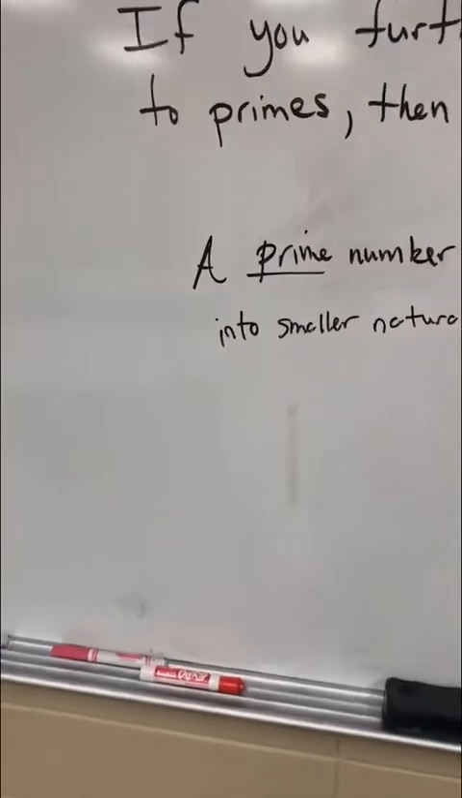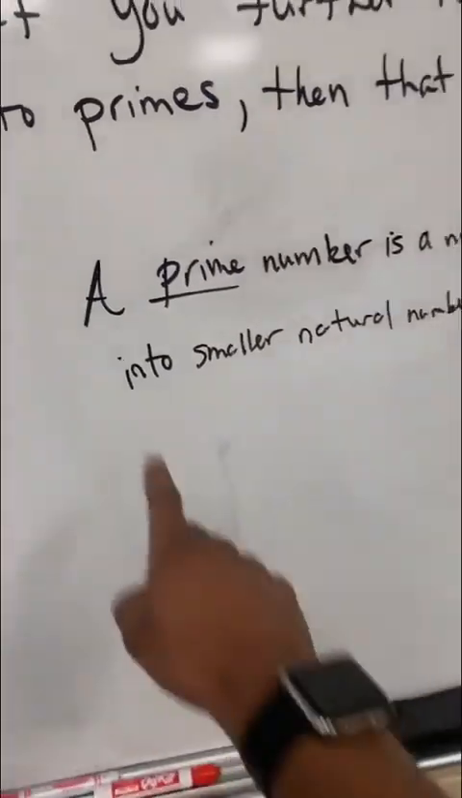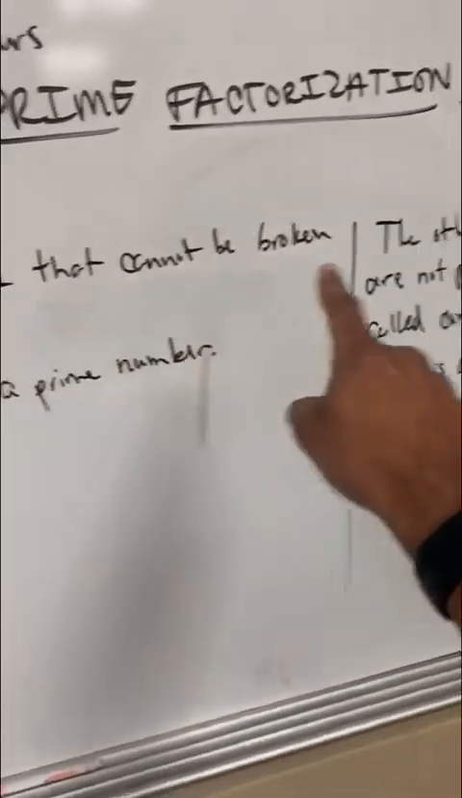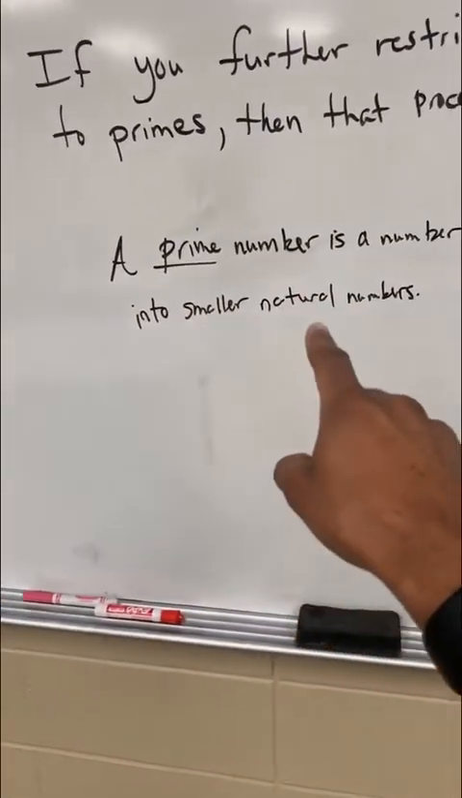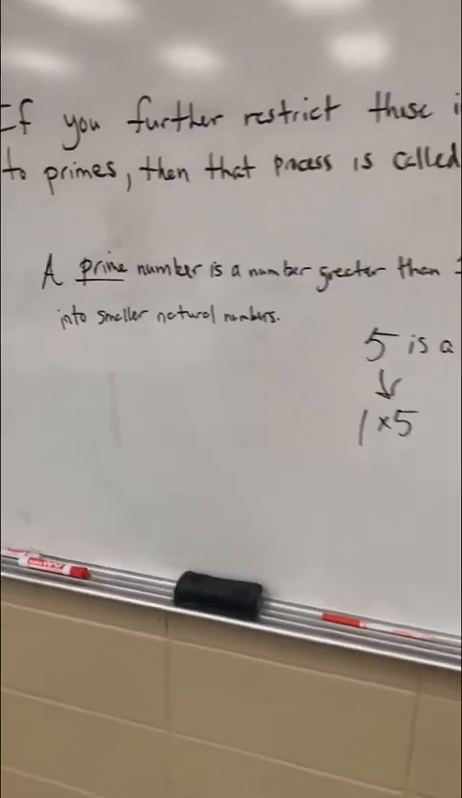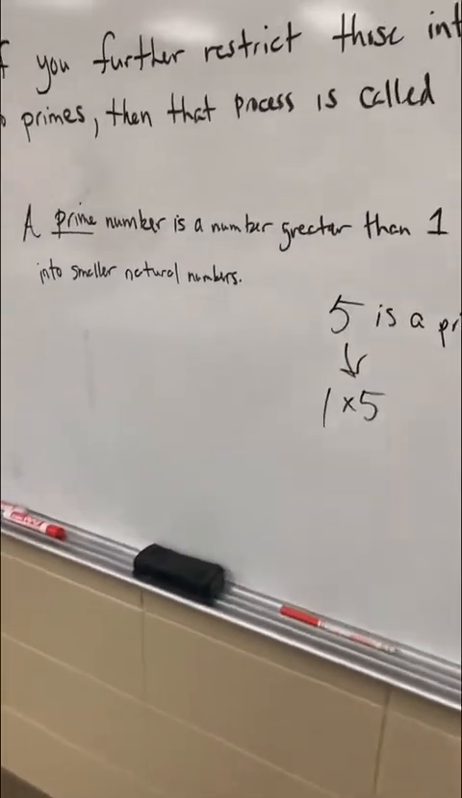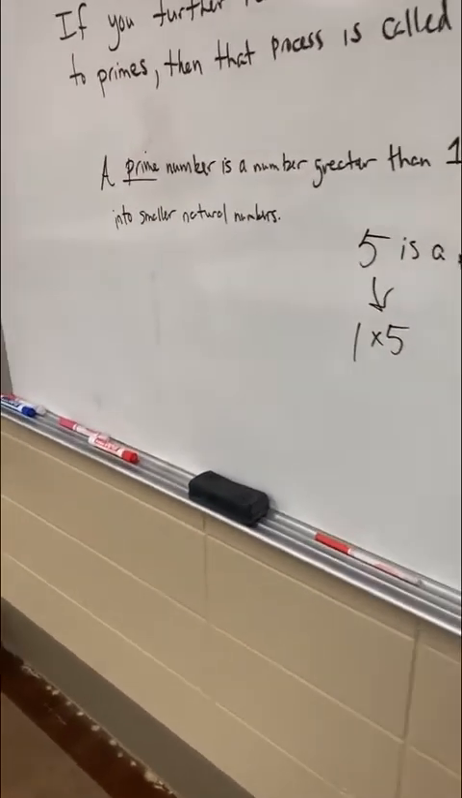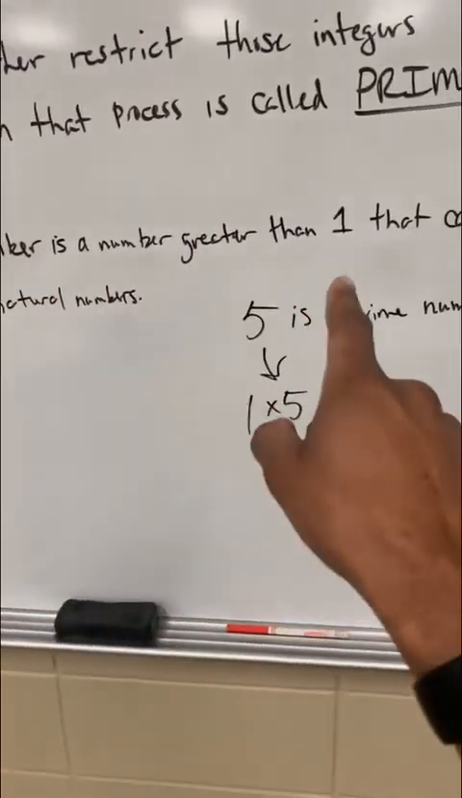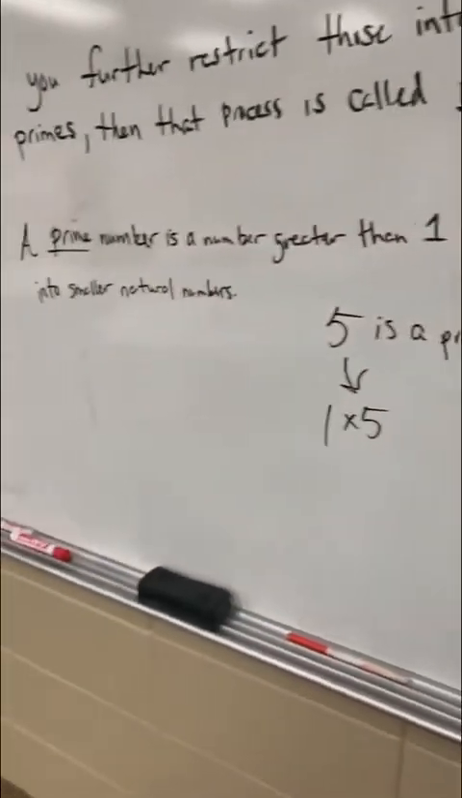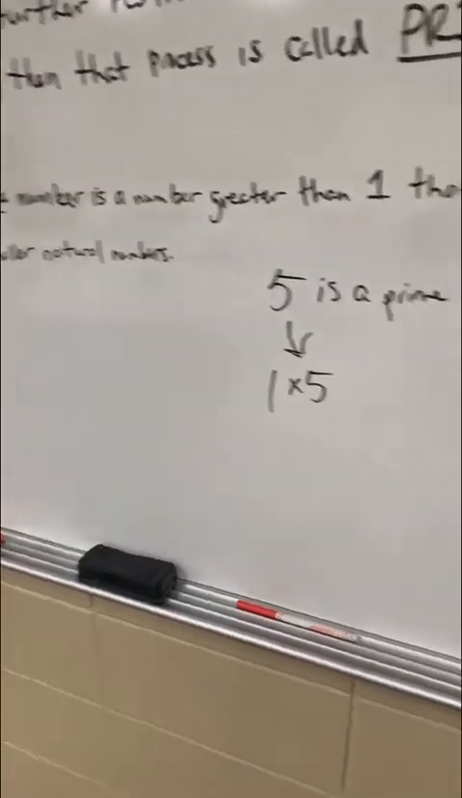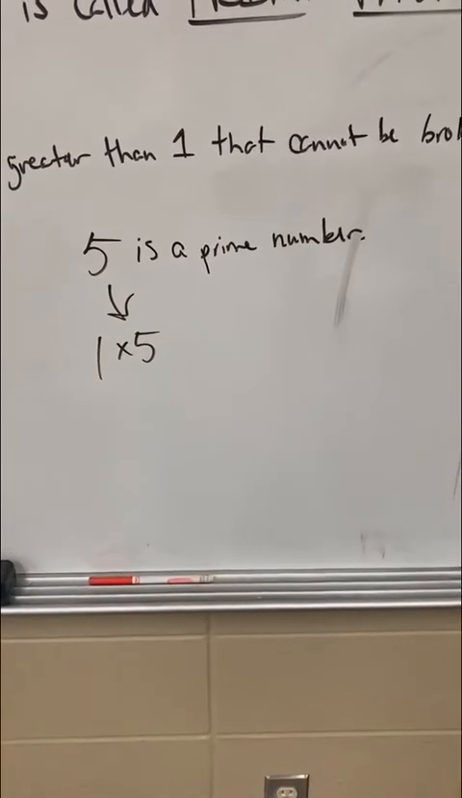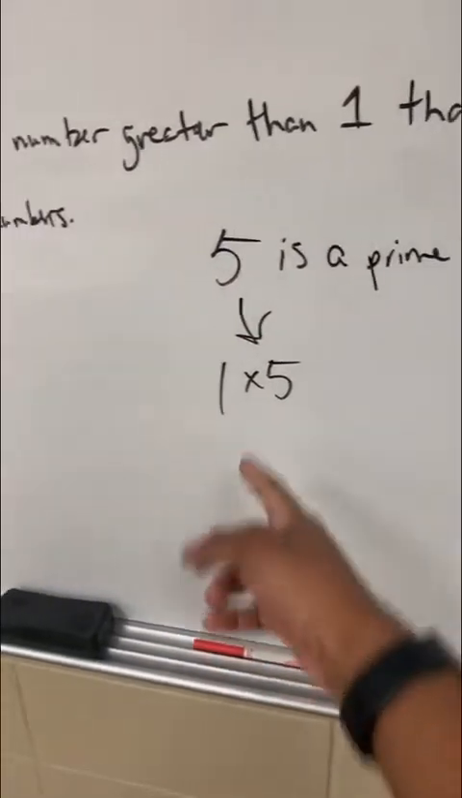All right, so here we go. We got to talk about what a prime number actually is. A prime number is a number greater than 1 that cannot be broken into smaller natural numbers. There was an argument a long time ago, but it has been settled: 1 is not considered a prime number. So, a prime number is a number greater than 1 that cannot be broken into smaller natural numbers. My first example is the number 5.